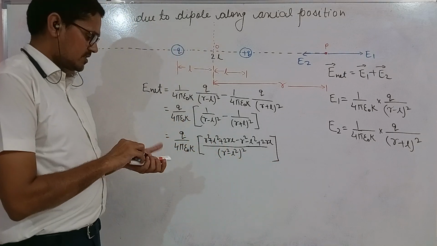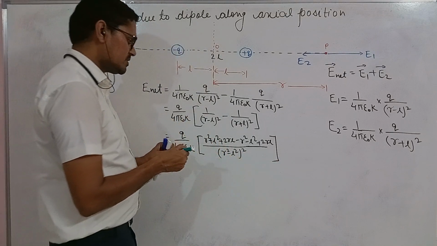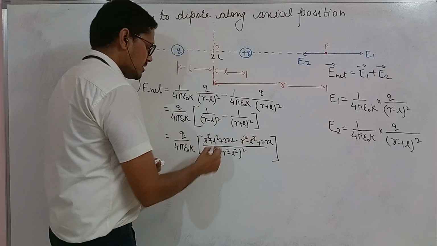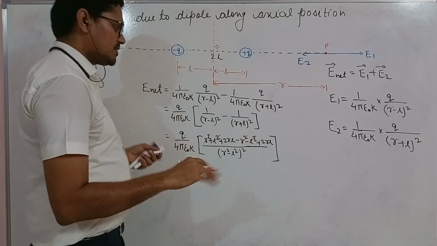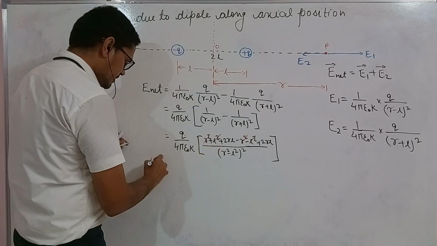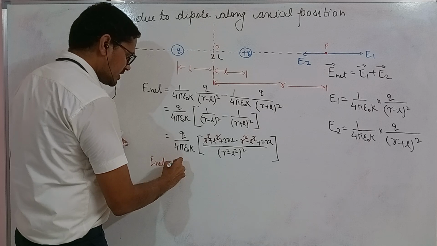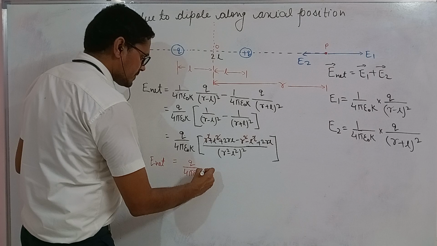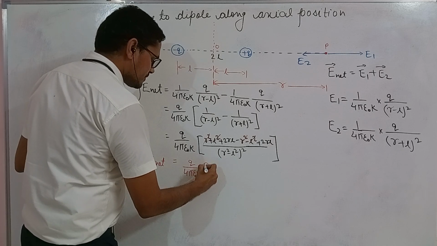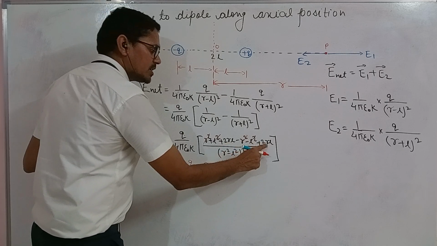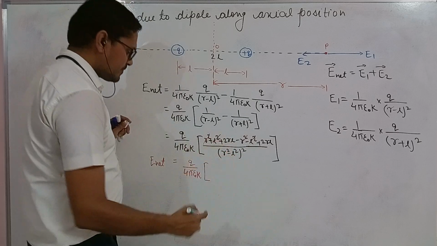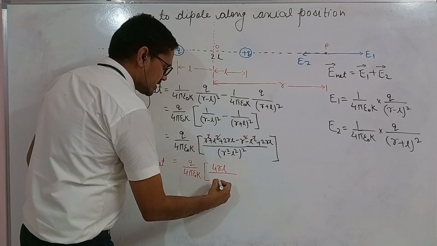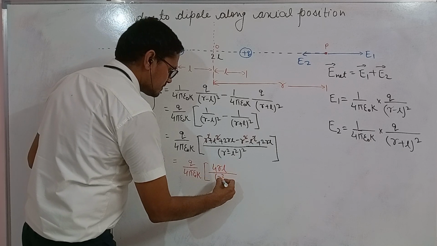Let's simplify this. The negative R square and the positive R square cancel out. The negative L square and the positive L square cancel out. So finally we will be getting E net is equal to Q over 4 pi epsilon naught K, bracket close, 2RL plus 2RL, so it would be 4RL, divided by R square minus L square whole raised to the power 2.